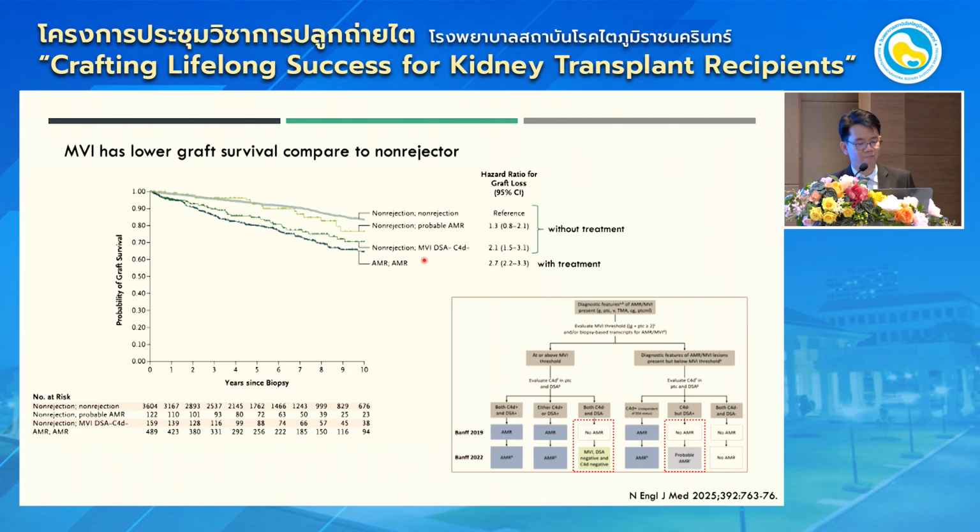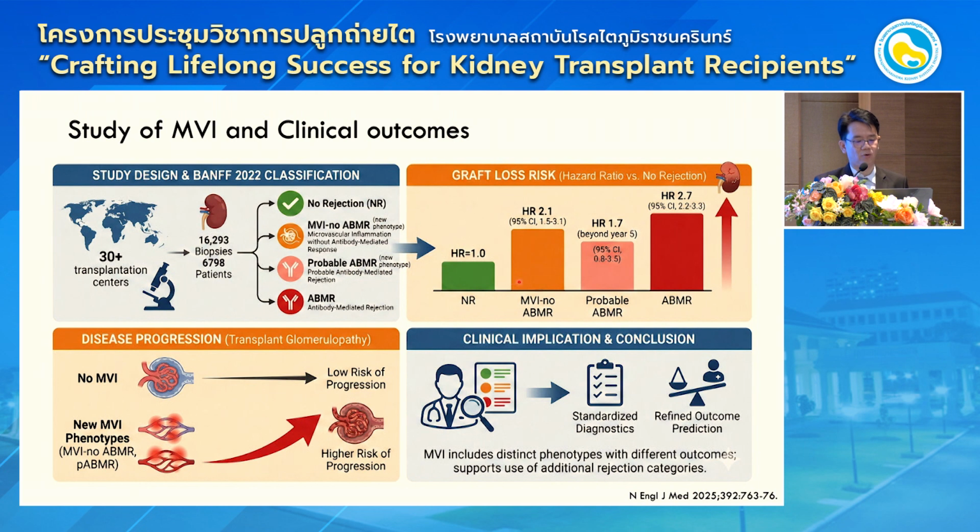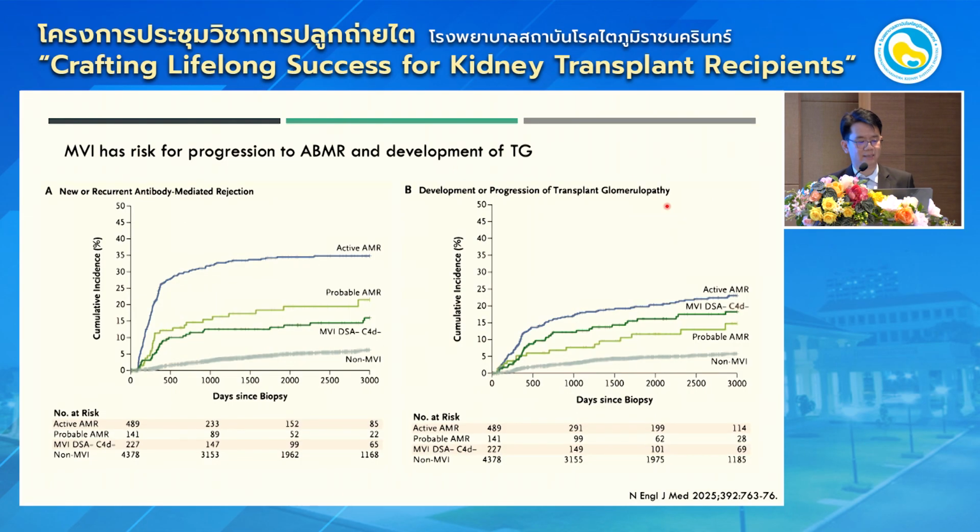And the MVI has pretty similar graft survival to the ABMR patients, but we have to admit that the ABMR patients were treated at that time as well. So compared to no inflammation in the graft, patients who have inflammation or MVI have a higher risk of graft loss, pretty close to ABMR with treatment. And the MVI does not just stop there. Patients who have MVI can evolve to become ABMR as well, even chronic ABMR or transplant glomerulopathy.